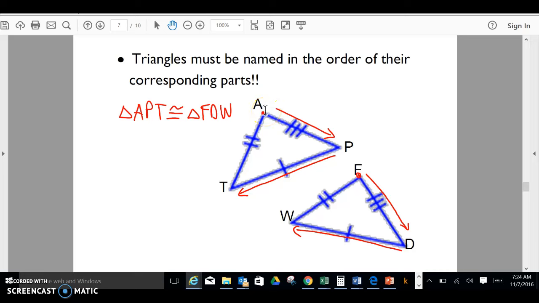For example, I started at A here, and I went from A to P, then P to T. So I named the triangle APT. The reason why I went 3, 1, 2: if we go here, that's 3 ticks, 1 tick, and 2 ticks. I got to go in the same order, 3, 1, 2. So F to D to W. So that's why I named it triangle APT is congruent to triangle FDW.